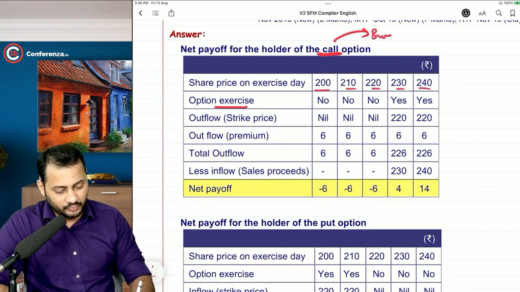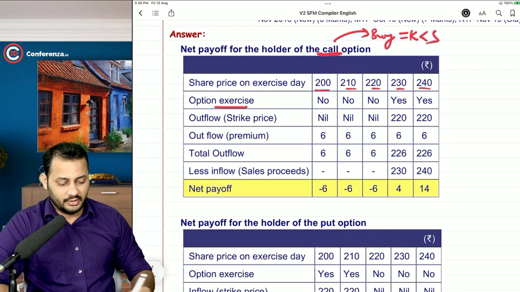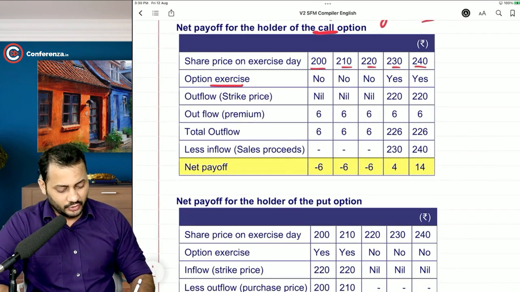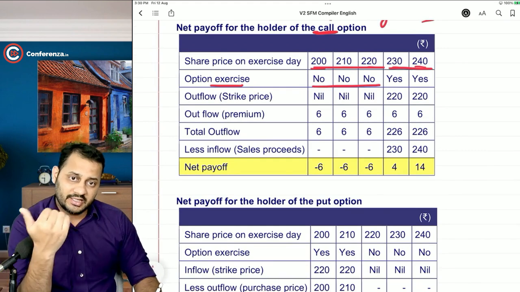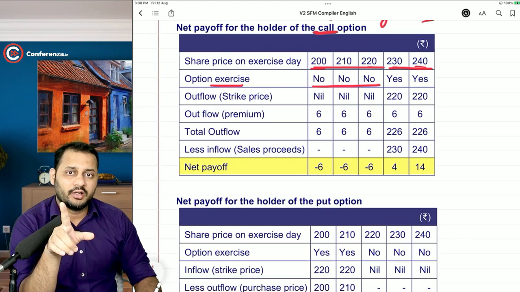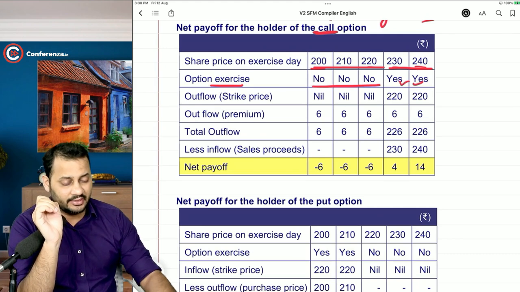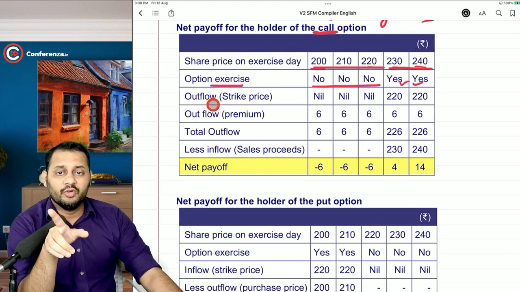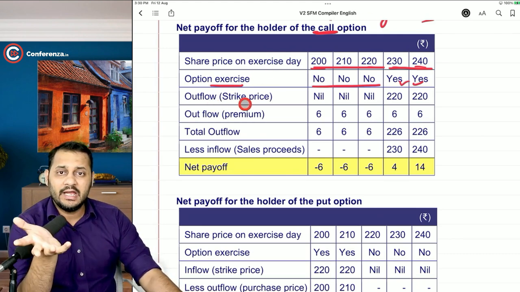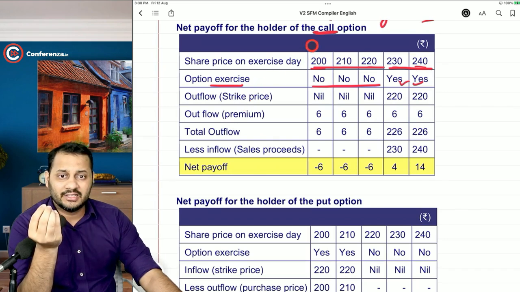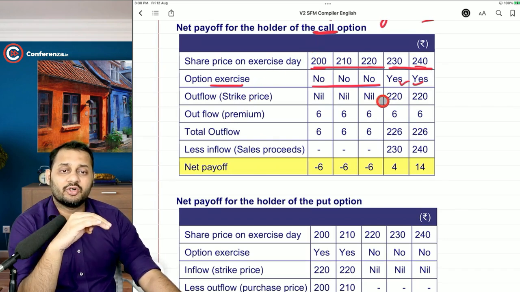Call means right to buy. Buy means the strike price should be lower. If you can see, the strike price is not lower in the first three cases, and that's why we are not exercising the option. In the rest of the two prices, the strike price 220 is lower, and that's why we are exercising. Now the third part, they say that there is an outflow of the strike price. Why? Because we wanted to buy the stock, and right now we are buying the stock at 220.